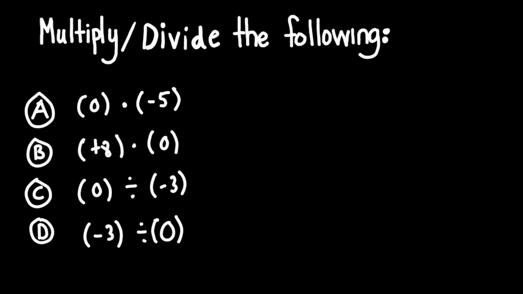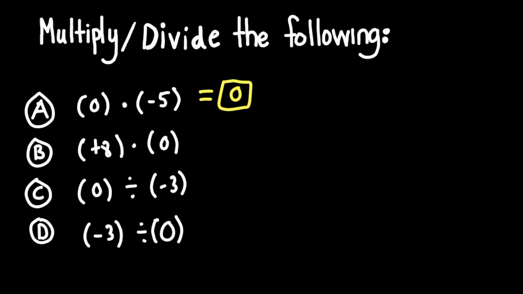All right, to finish off the video, I have 4 problems laid out that are some special cases that you will likely encounter throughout this course or in general. So I encourage you guys to either pause the video right now and try to answer them for yourselves, or just follow along with me. So first up, in problem A, we have 0 times negative 5. The important thing to remember is that 0 multiplied by any positive or negative number or 0 is always going to equal 0. So 0 times negative 5 is going to equal 0.